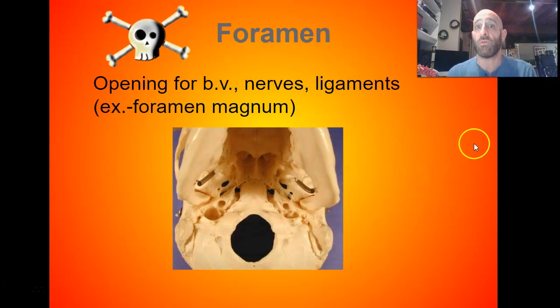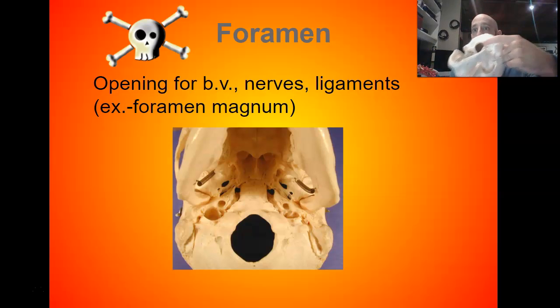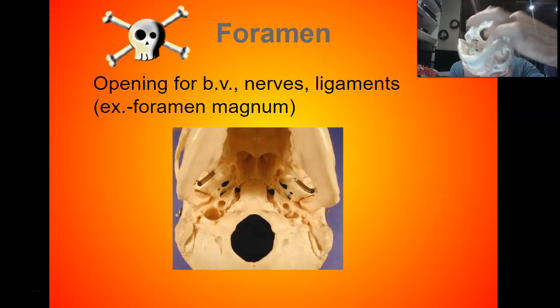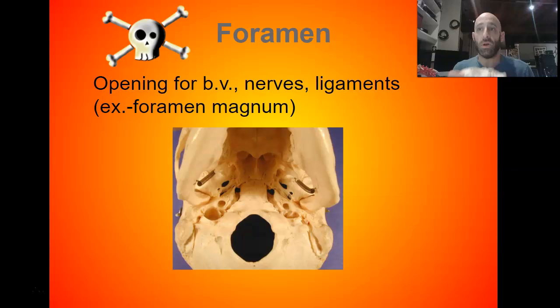The first one is called a foramen, and a foramen is very simply an opening. They can be very large or smaller. They're going to allow blood vessels, nerves, and ligaments to pass through. The most common example is the foramen magnum, which is the hole in the base of the skull right here, and that is where the spinal cord comes out. So any opening is called a foramen.